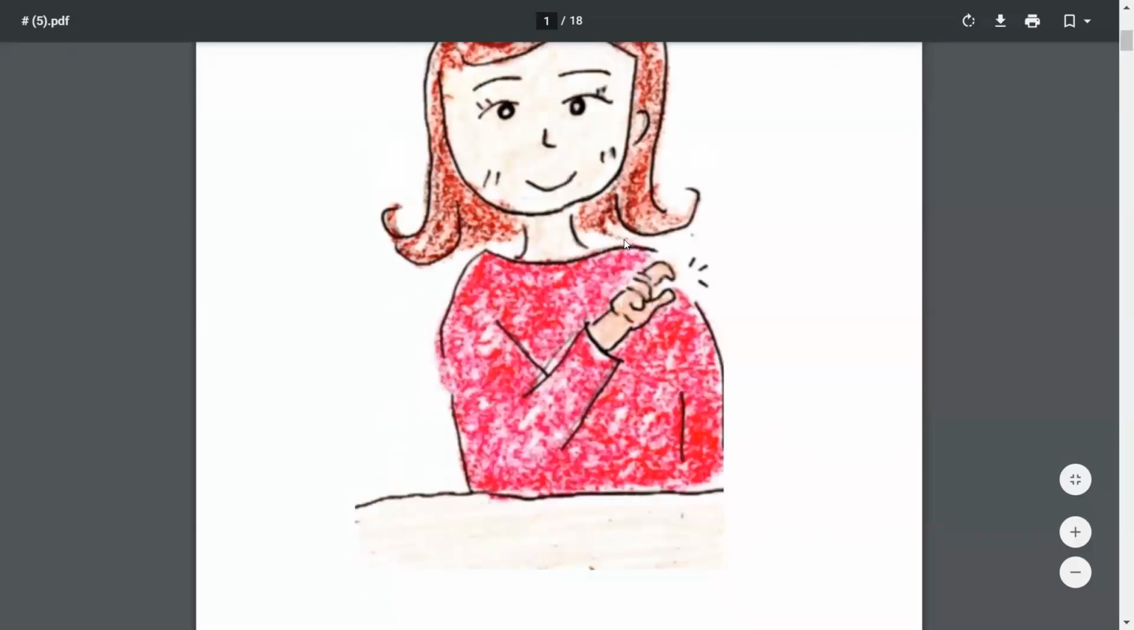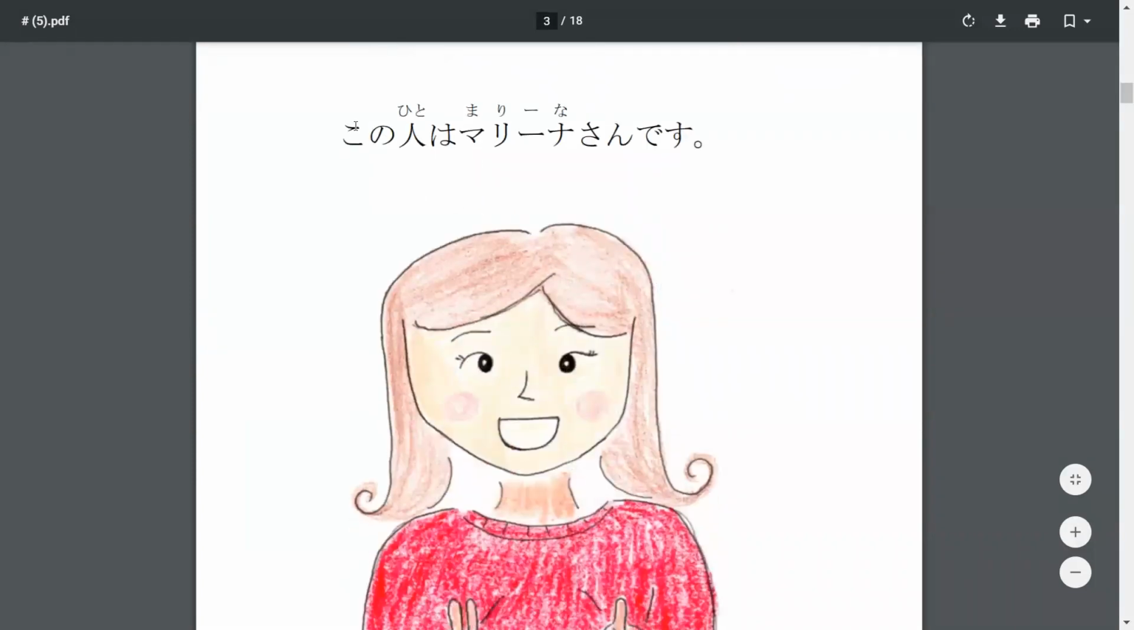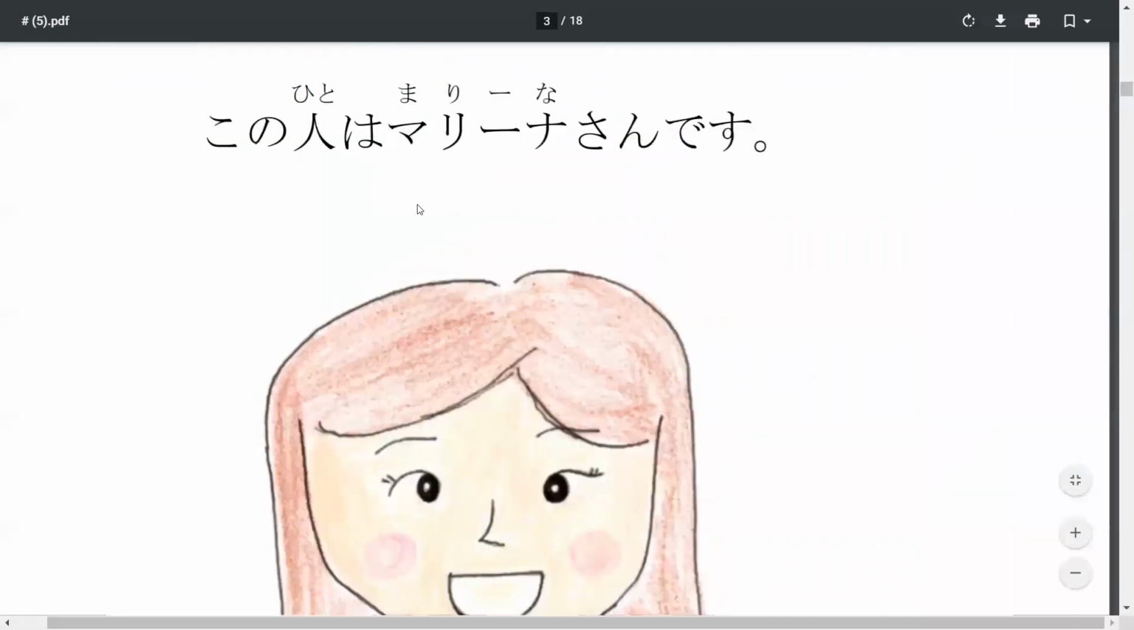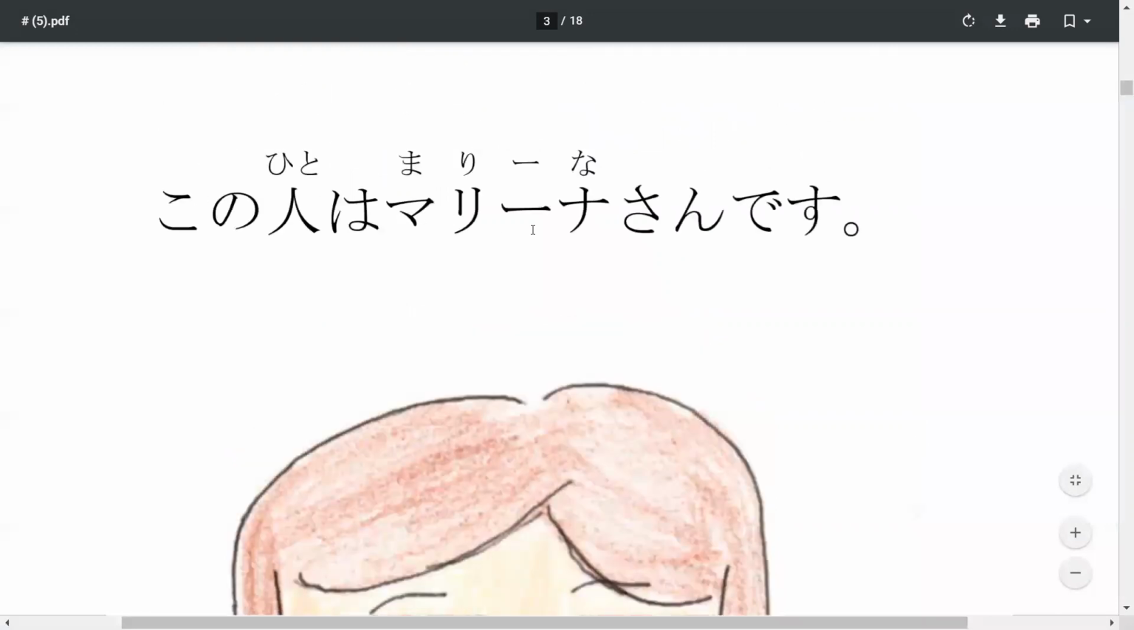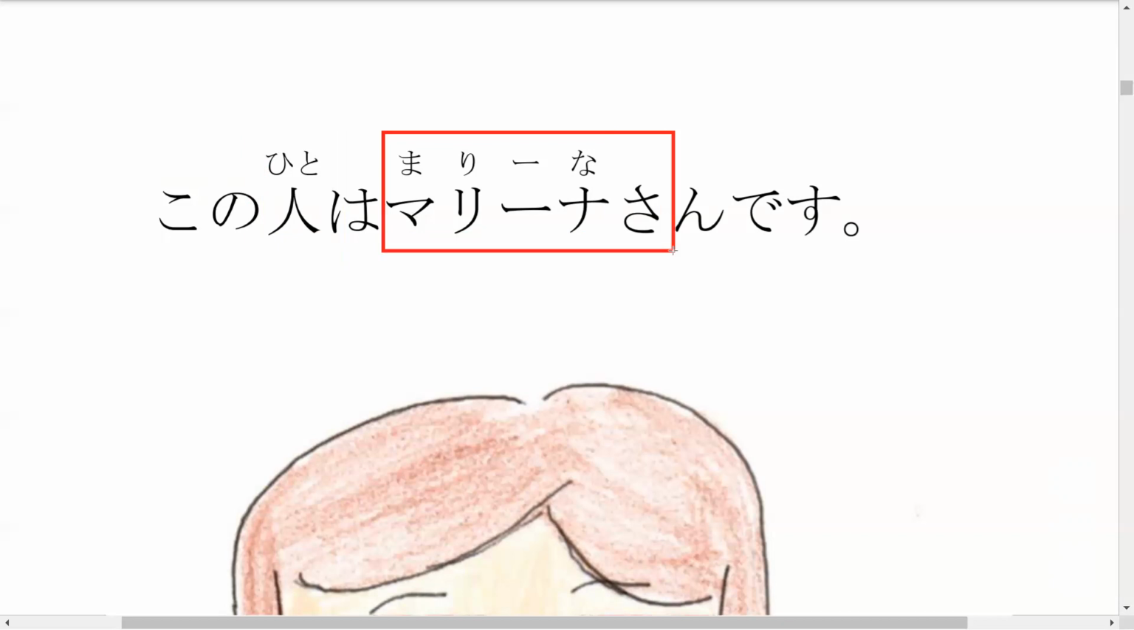Okay, so if we're going to take a look here, with our sentence, kono hito wa Marina-san desu. Again we have our demonstrative. If you can recall, if you're using our demonstrative kono, it should be followed by a noun. So we have kono and our noun hito. Kono hito wa, this person is Marina-san, or Miss Marina.